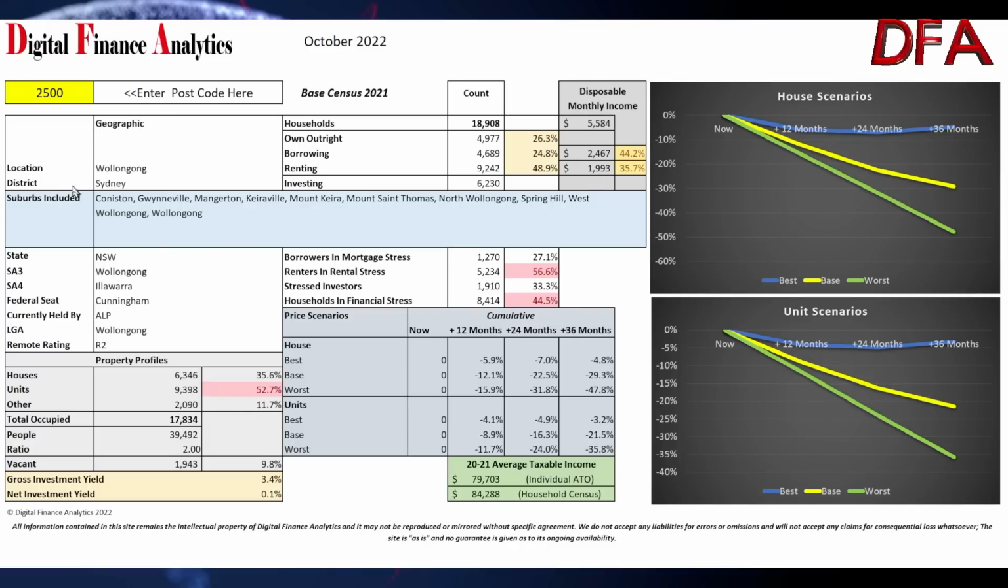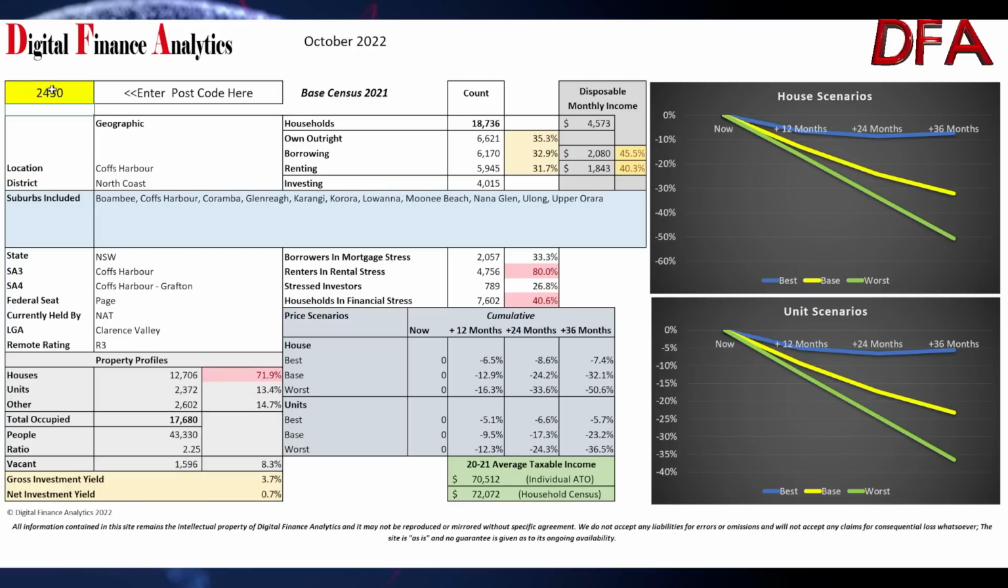Now earlier on, JJ asked for information about 2450. So let's give it a go. So this is Coffs Harbour. And for Coffs Harbour at the moment, there's 18,700 households in the postcode. There's 35% owning outright, 32% are borrowing, 31% are renting, and 33% of those with a mortgage, or just over 2,000, in mortgage stress, 80% renting and rental stress, and there is some also mortgage stress for investment properties too. So overall the factor is about 40.6%.